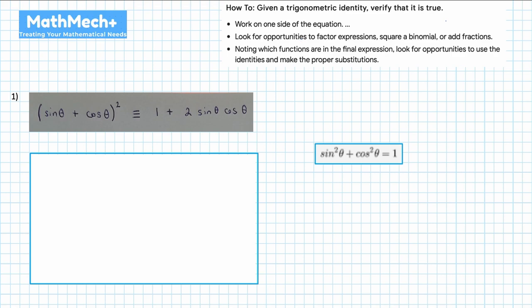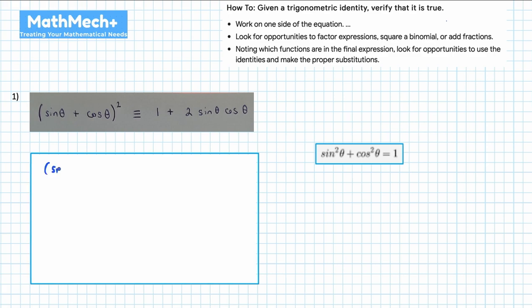In this video, we are looking at trigonometric identities. We have 7 of them, and the first one here, we have (sine theta plus cosine theta) squared. So you multiply them out.